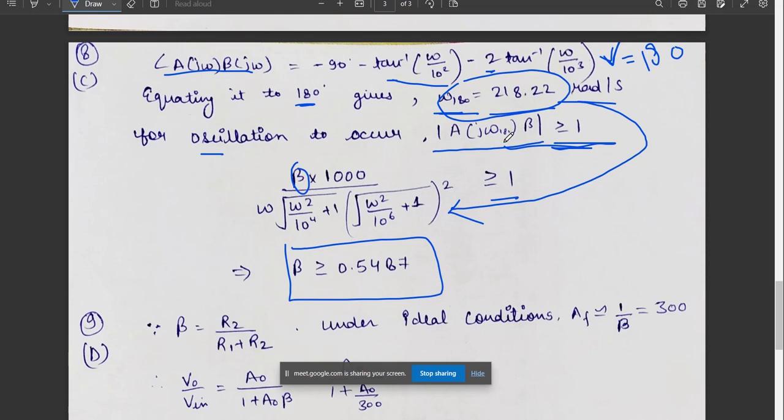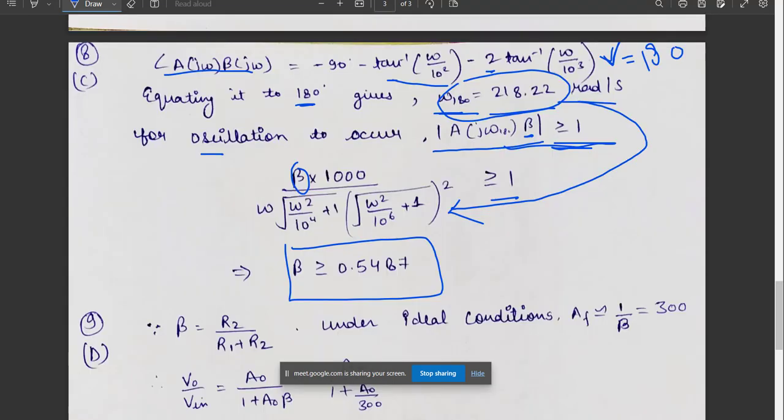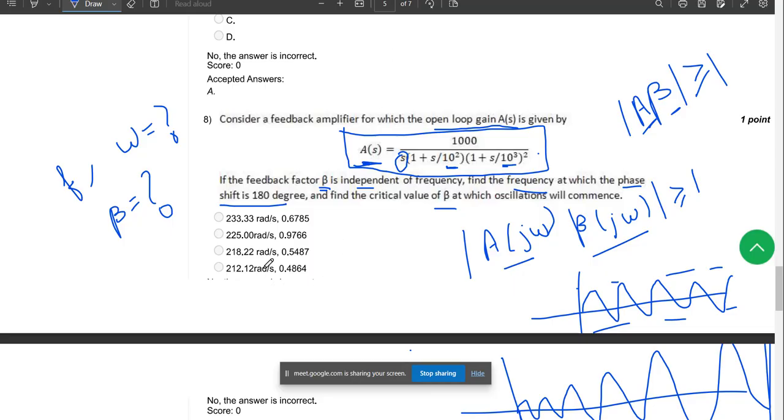How did we get this equation? By multiplying beta into the modulus of the open loop gain given here. We equated mod of A beta greater than or equal to 1, and then we put the value of omega at 180 degrees and we got beta. So this beta is a value, and this value is independent of any frequency. So this is what was asked.